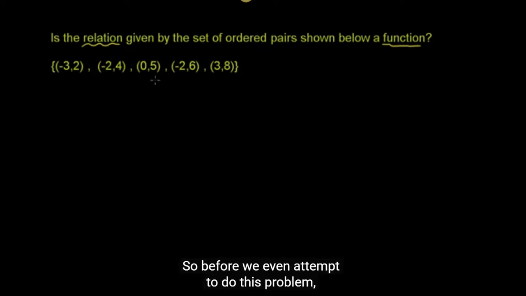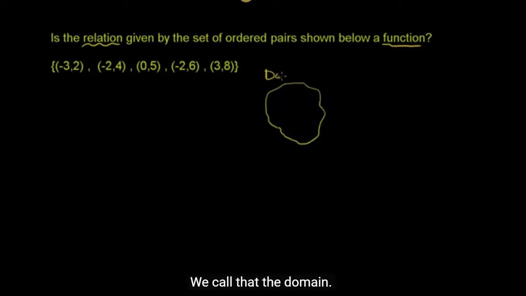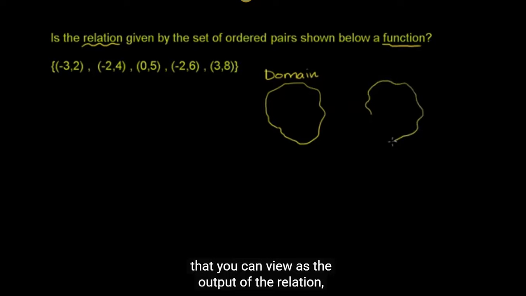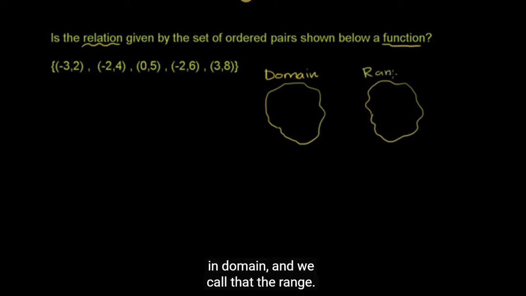So before we even attempt to do this problem right here, let's just remind ourselves what a relation is and what type of relations can be functions. In a relation, you have a set of numbers that you can view as the input into the relation. We call that the domain. You can view them as the set of numbers over which that relation is defined. And then you have a set of numbers that you can view as the output of the relation, or the numbers that can be associated with anything in the domain. And we call that the range.